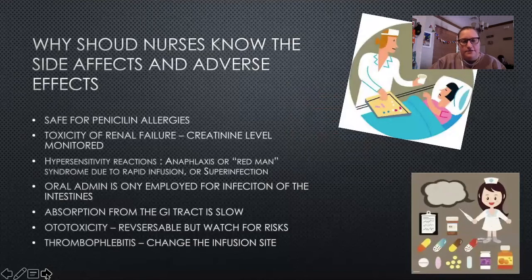Other unique characteristics of vancomycin that we want to know is that it's safe for penicillin allergies. We want to monitor the creatinine level, so those labs that come back and let us know about our kidney function. Also, oral administration is only employed for infections of the intestine. Absorption from the GI tract is slow. And then just keep monitoring for ototoxicity. If we have thrombophlebitis, which happens, we can change the infusion site to reduce that effect. And this is our wrap up of vancomycin.